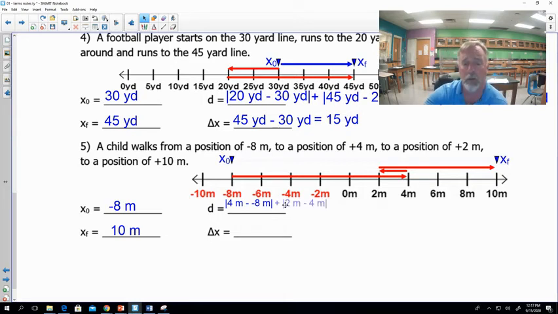How about our second leg? What do we do in our second one? We ended at 2, but we started at 4. Again, we ended at 2, we started at 4. We're going to subtract them.